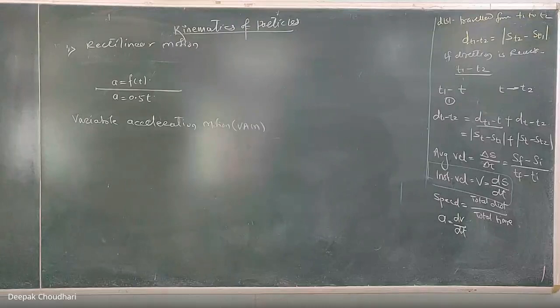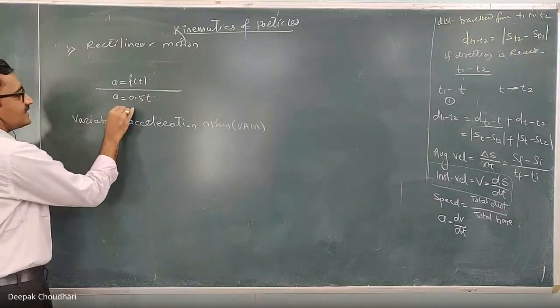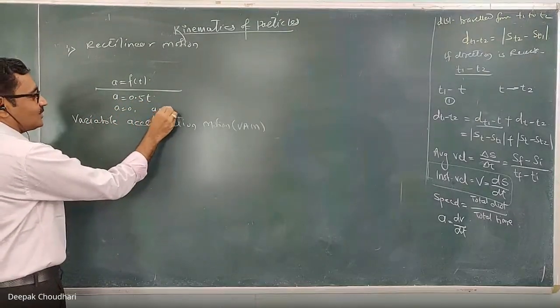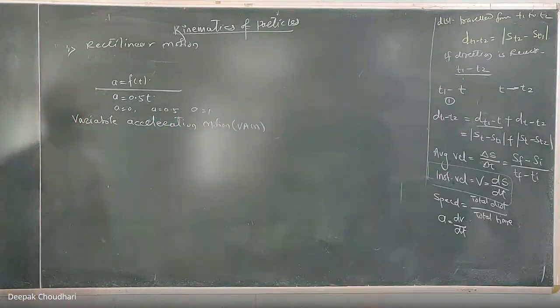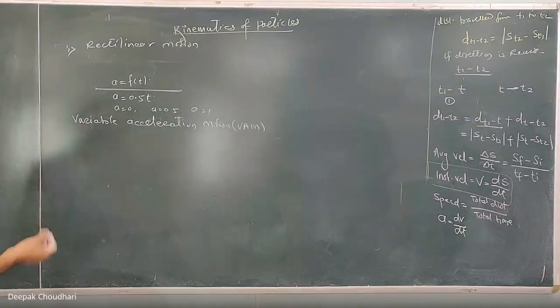Here a equal to 0.5t, just an example. At t equal to 0, acceleration is 0. At t equal to 1, acceleration is 0.5. At t equal to 2, acceleration is 1, and so on. The acceleration is varying. It changes linearly with respect to time. So when the acceleration varies, the motion is known as variable acceleration motion.